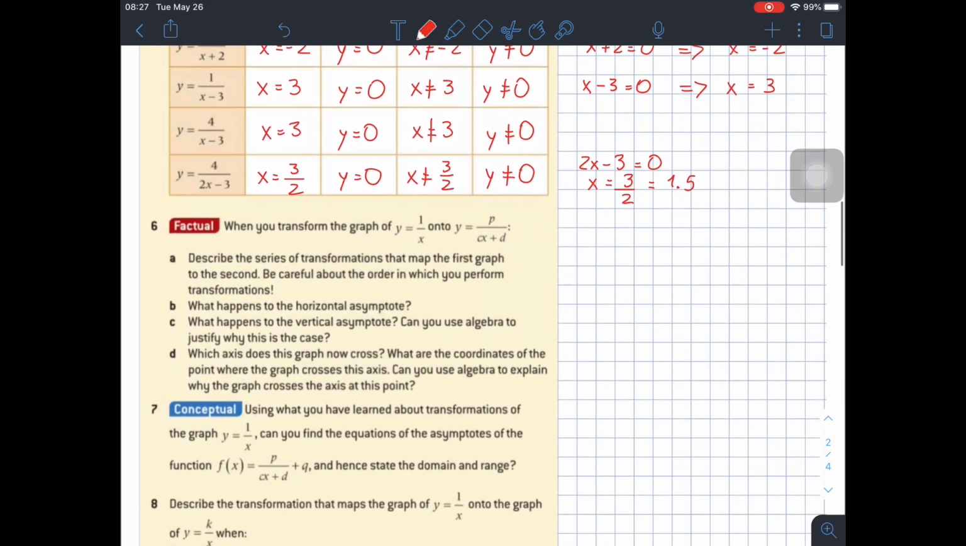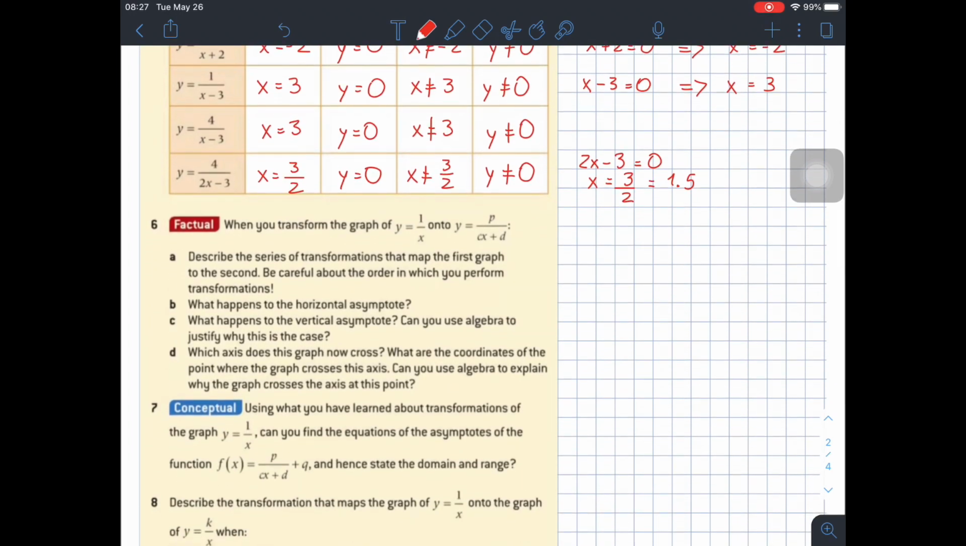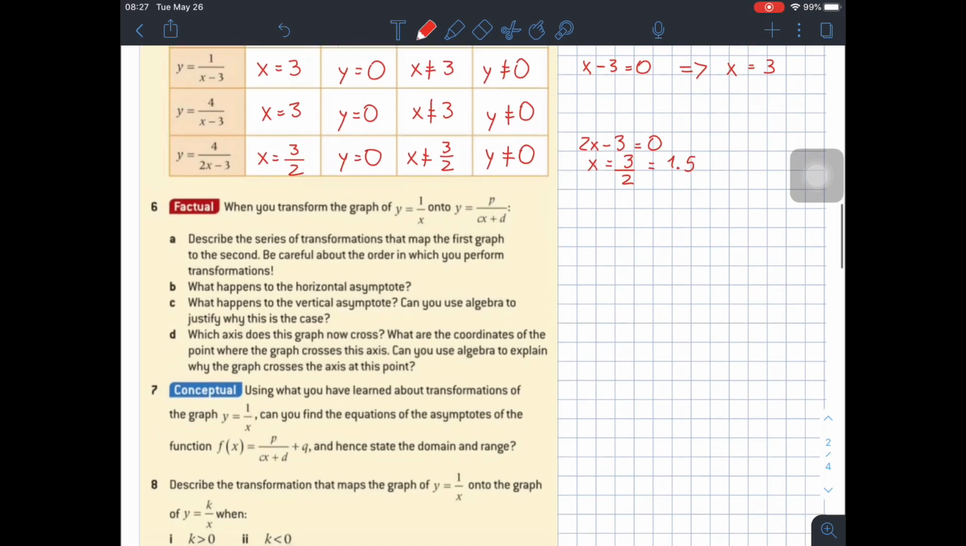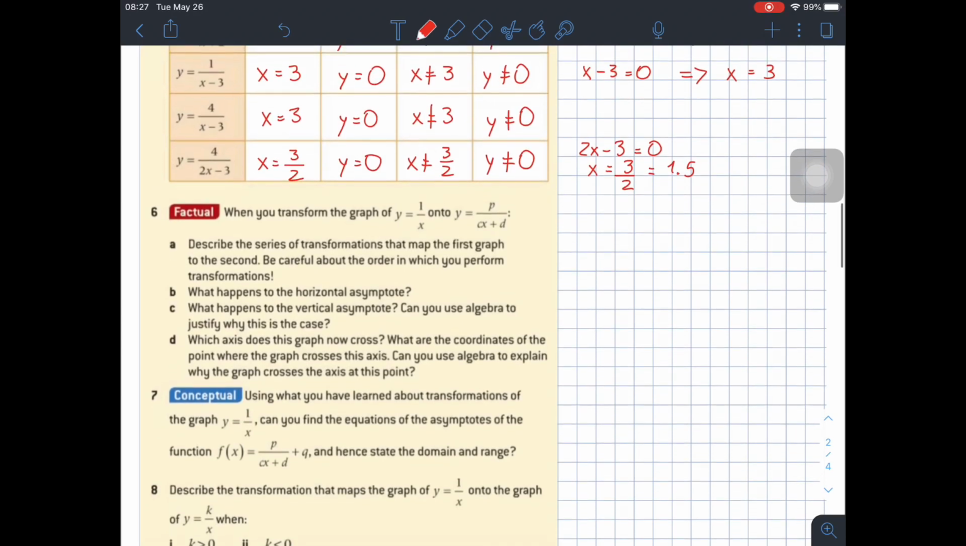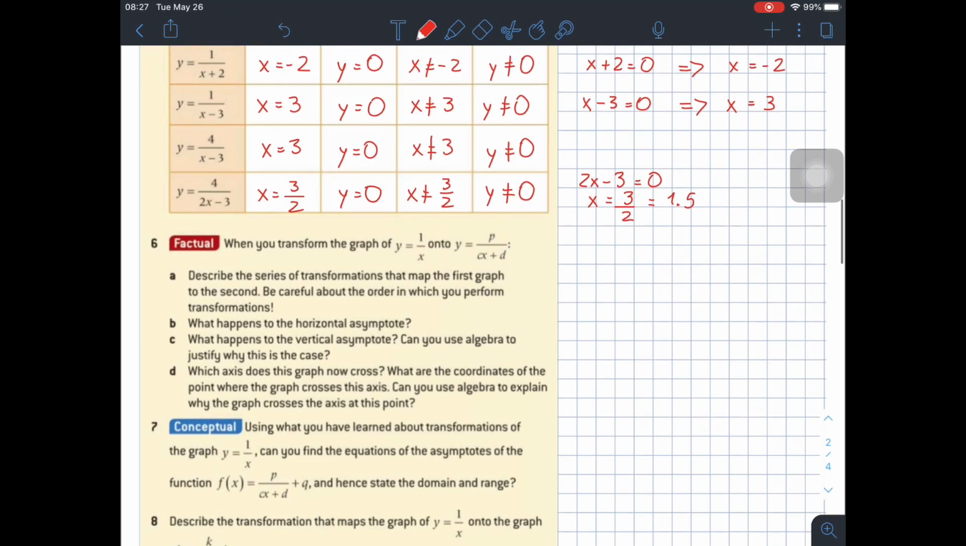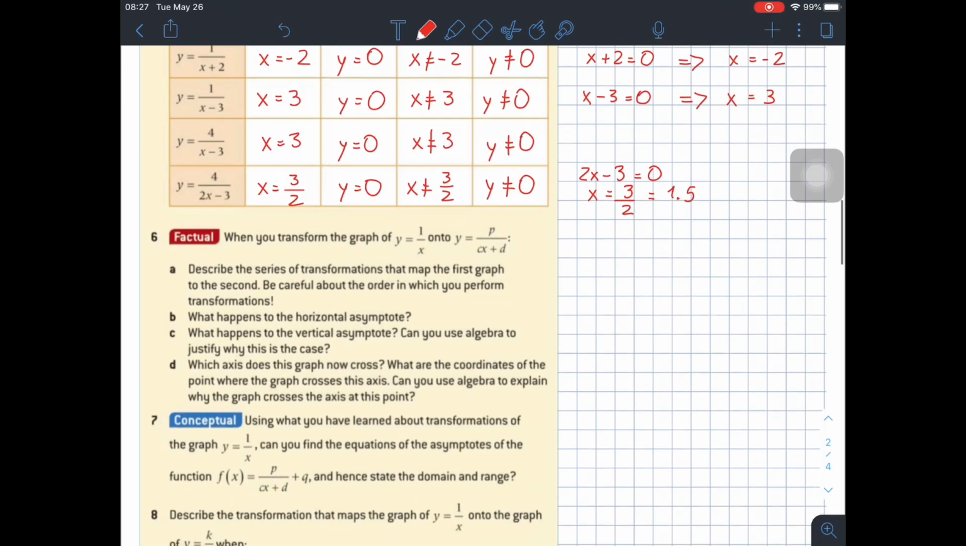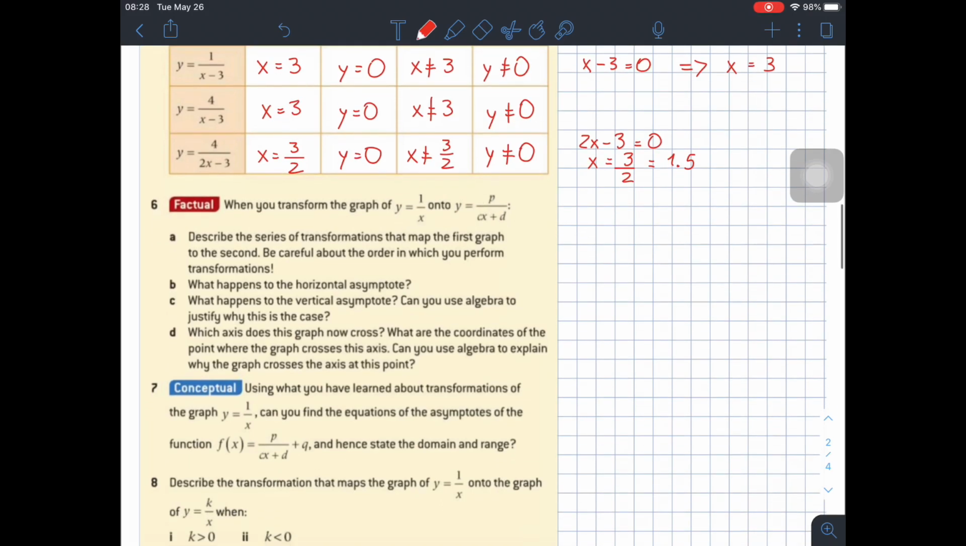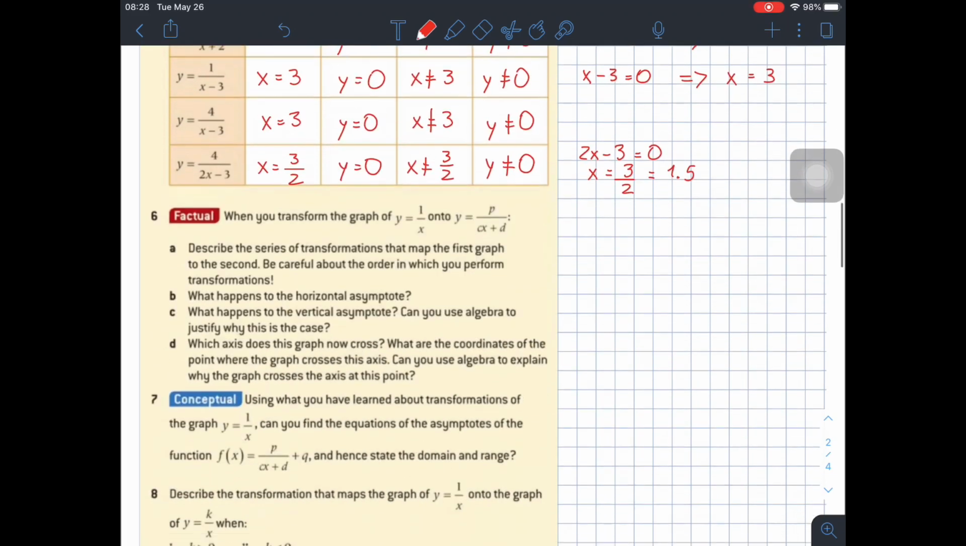Okay, then it says, when you transform the graph y equals 1 over x onto y equals p over cx plus d, describe the series of transformations that map the first graph to the second. Be careful about the order in which you perform transformations. So basically, the value of p is doing a vertical stretch, and the values of c and d are the ones determining where the vertical asymptote would be.